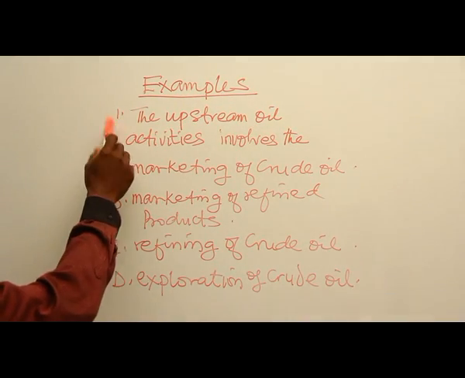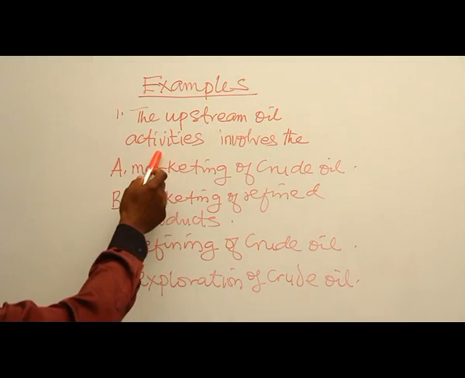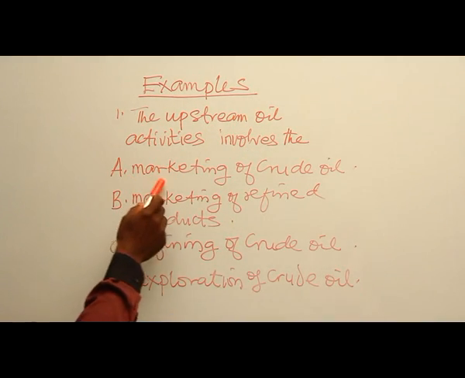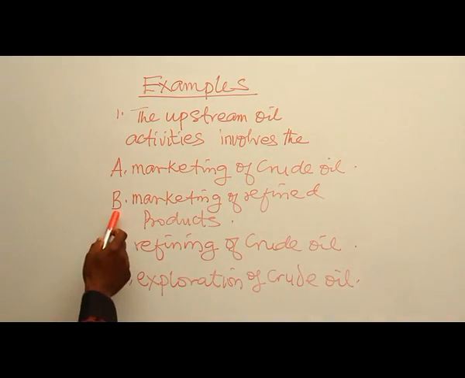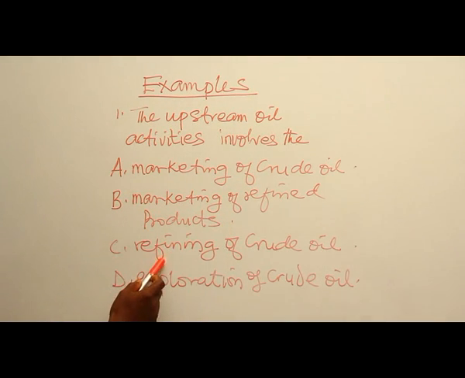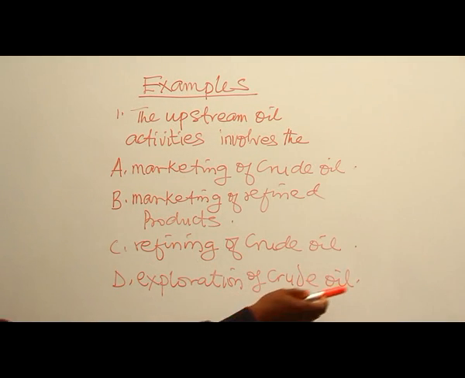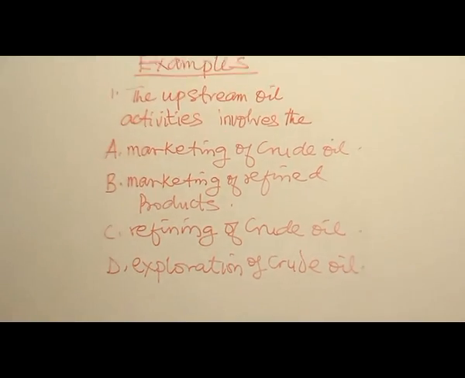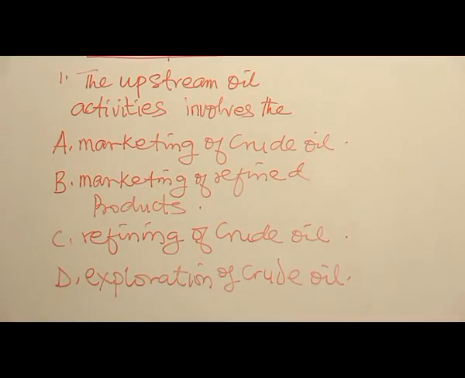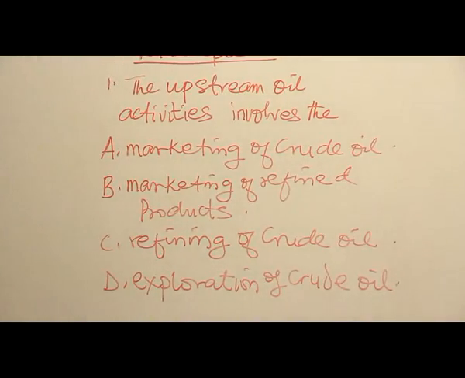Examples. Question number 1. The upstream oil activities involve: option A, marketing of crude oil; B, marketing of refined products; C, refining of crude oil; D, exploration of crude oil. In answering this question, we have to know exactly what the upstream sector is. The upstream sector actually deals with exploration.